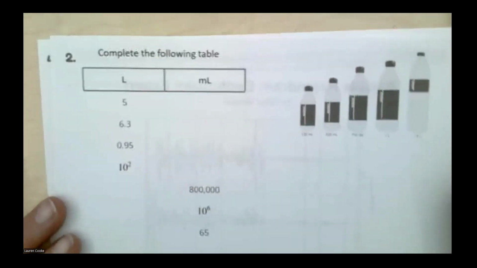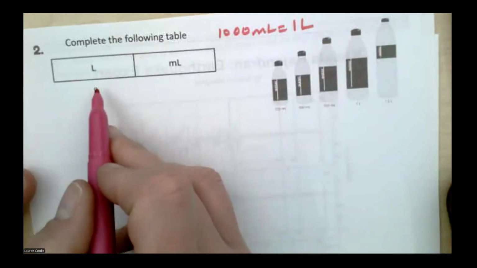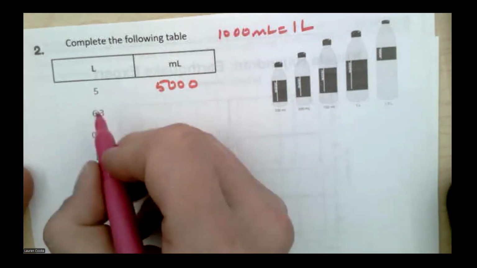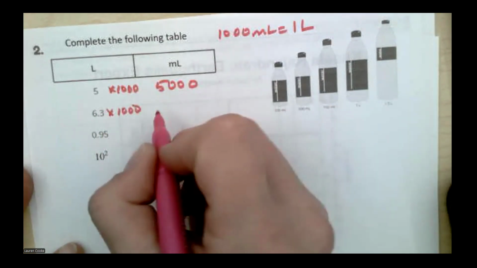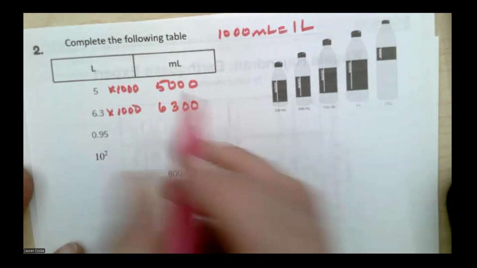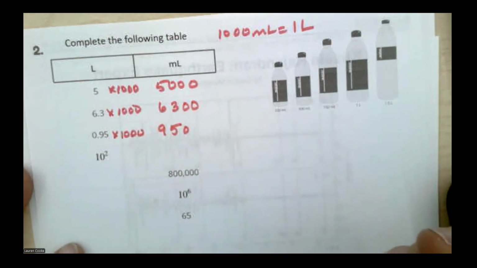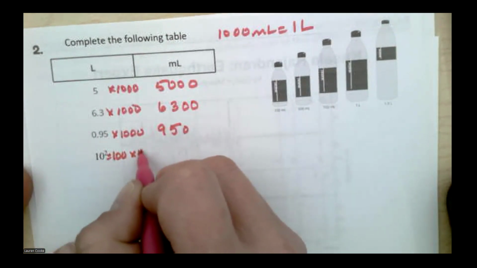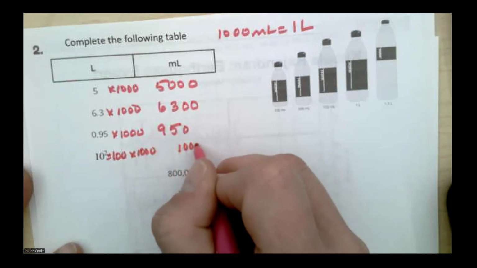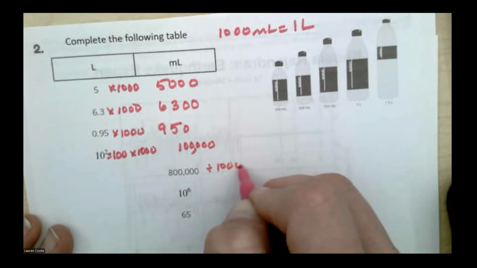All right. Next, complete the following table. Knowing that 1,000 milliliters equals 1 liter. If I have 5 liters, I have 5,000. If I have 6 3/10 times 1,000, I have 6,300. Times 1,000, I have 950. This is 100 times 1,000. That's going to be 100,000.